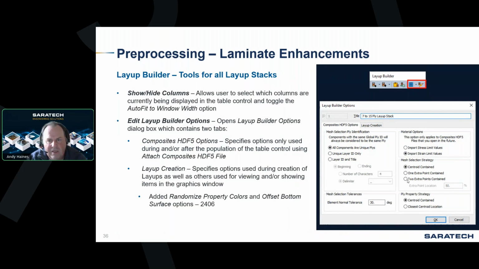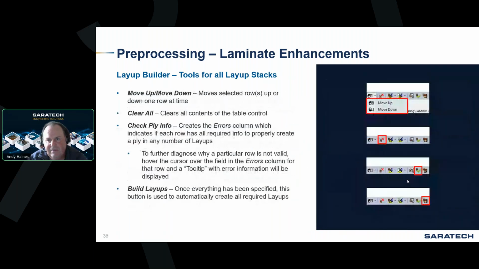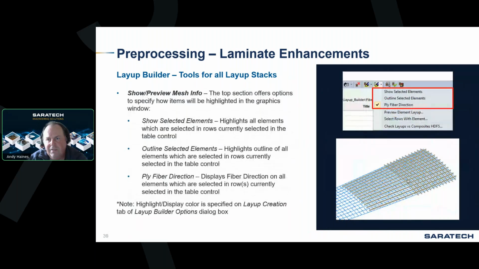And just one thing to add, in case you didn't know, is we added randomized property colors and the ability to set an offset bottom surface option in 2406. I'm not going to really get into this. You can move them up and down, you can check for errors, and you can clear the whole thing.